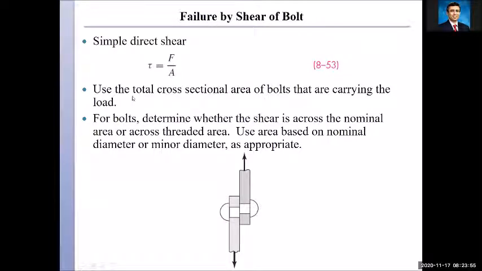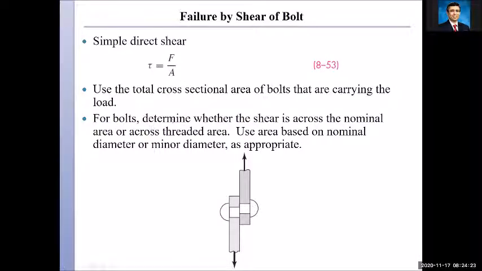In this case, we use the total cross-sectional area of the bolts that are carrying the load. So should there be an array of multiple bolts, I use the total cross-sectional area of the bolts. Or of course, another way of doing it, if the force is distributed uniformly, I can divide the force by the number of bolts and then divide by the area of one bolt. It's the same thing.